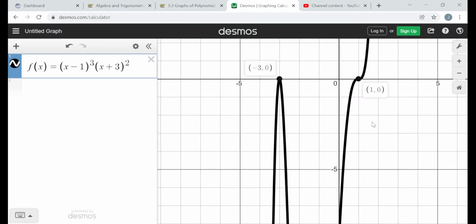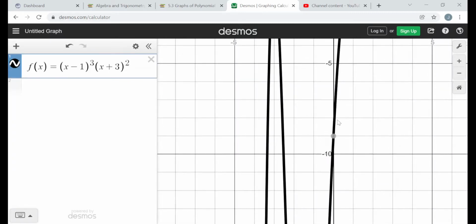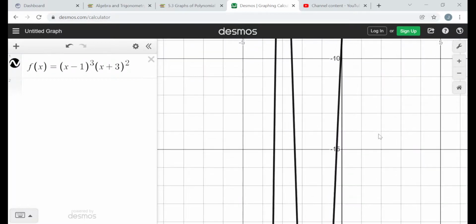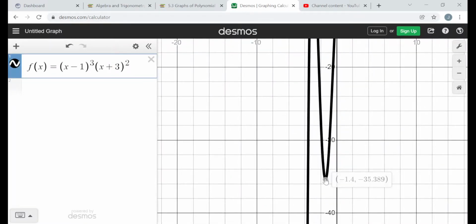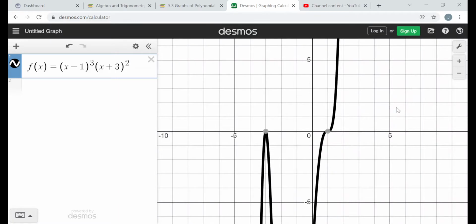And then you've got the y-intercept at (0, -9), which is not the turning point. So my drawing's a little off with that. The other turning point was down here at like -1.4 or -35 something. But everything else is correct. The intercepts are correct. How the graph behaves near the intercepts is correct. The end behavior is correct.